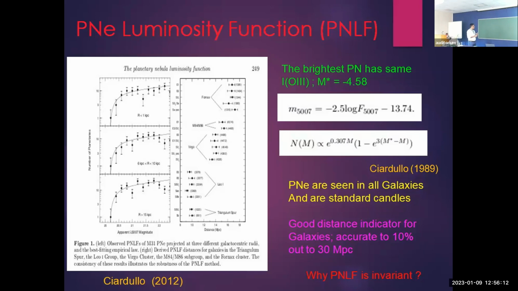All of them, at the peak luminosity, touch at the same point. The absolute luminosity of this O3 line is minus 4.58. That was a derived thing. This is an empirical relation derived, but we have no understanding of why it is happening.